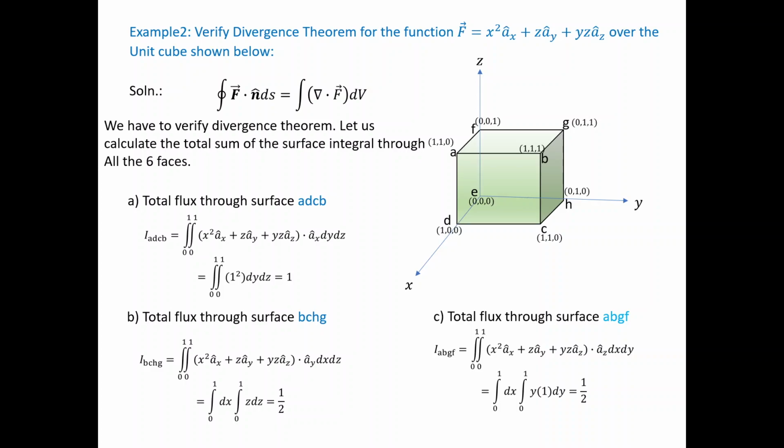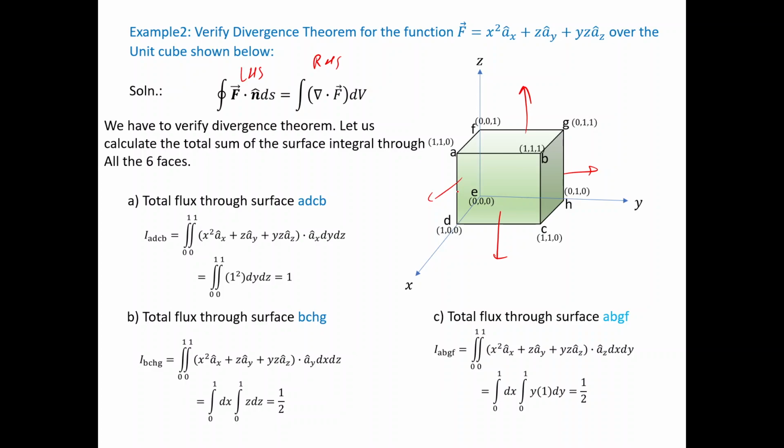Let's take an example. Verify the divergence theorem for the function. This is the vector field over the unit cube. Let us consider a unit cube here, whose origin is at point E. So we have to prove that LHS equals RHS. First let us find the surface integral, the net flux coming out of the surface.